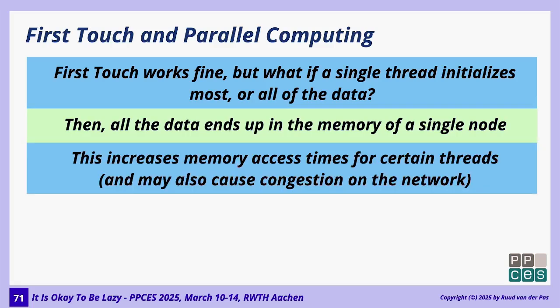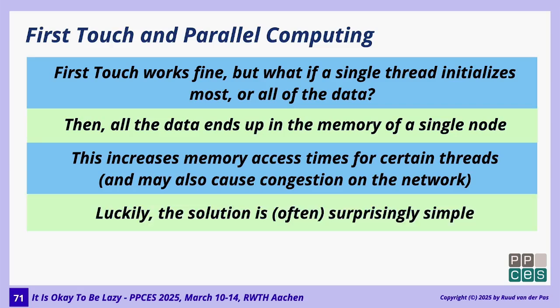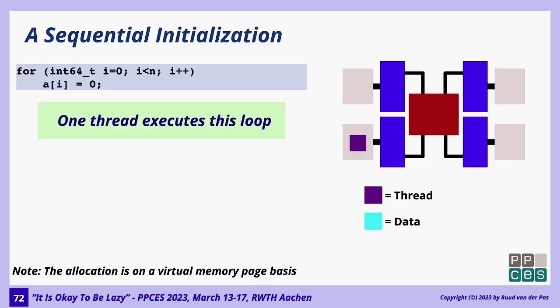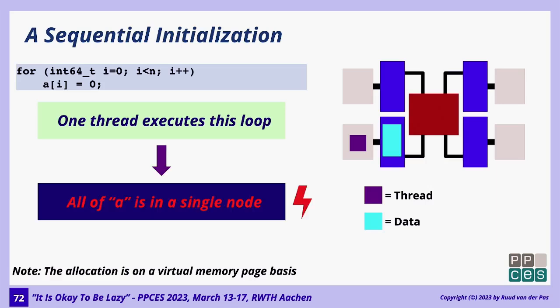And again, for the same reasons, theoretically you can even have a lot of congestion on your network, but it's more the longer access time typically that affects you. Now, luckily, it's very often surprisingly simple to deal with this problem. Here's an example. I have a loop, and all it does is initialize a vector to 0. If I run it like this, one thread will execute the loop, a sequential part of my program, and that means all of A ends up in the node wherever that thread was running.